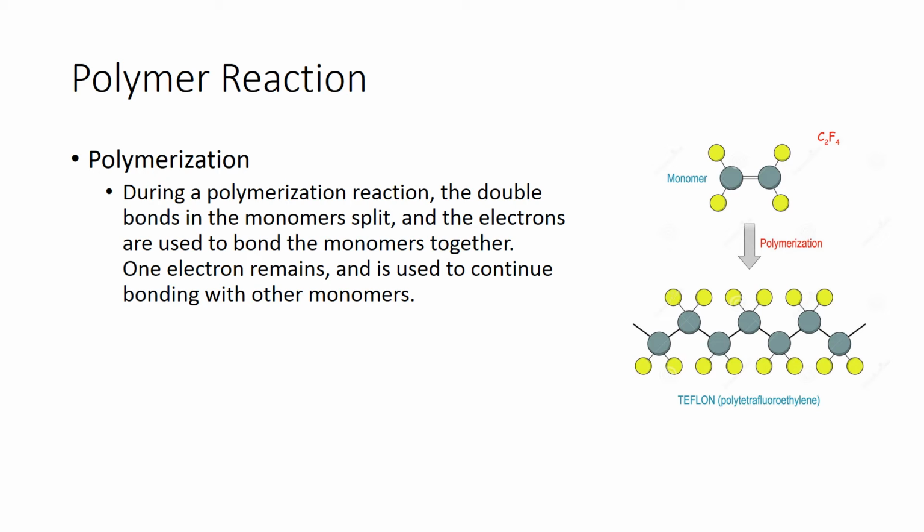Now let's look at the polymer reaction. So first you have the polymerization. During a polymerization reaction, the double bonds in the monomers split, and the electrons are used to bond the monomers together. One electron remains and is used to continue bonding with other monomers.